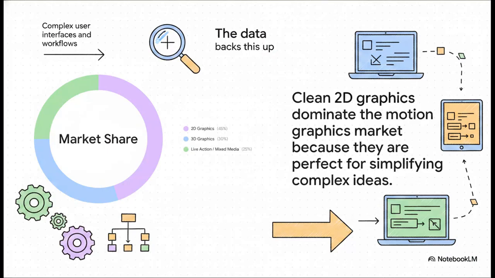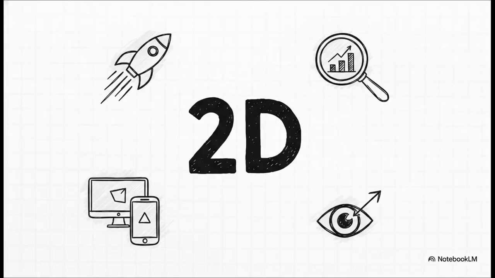And yeah, the data totally backs this up. The whole motion graphics space is super diverse, but clean 2D graphics command a massive 45% of the market. Now that is not a coincidence. This style dominates because it's just uniquely suited to simplifying complex interfaces and workflows without completely overwhelming the viewer with visual fluff. You know, choosing this 2D vector style isn't just about looks.